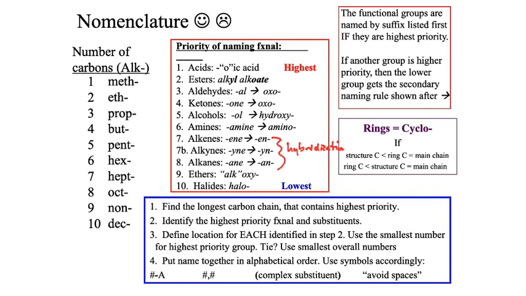Cyclic structures, you have to throw in the word cyclo. Sometimes we'll name the cyclic structure as a substituent. Sometimes we'll name it as the primary functional group. Why? Because somebody said so. Okay? How do you know which is which? You memorized the rule that said so.